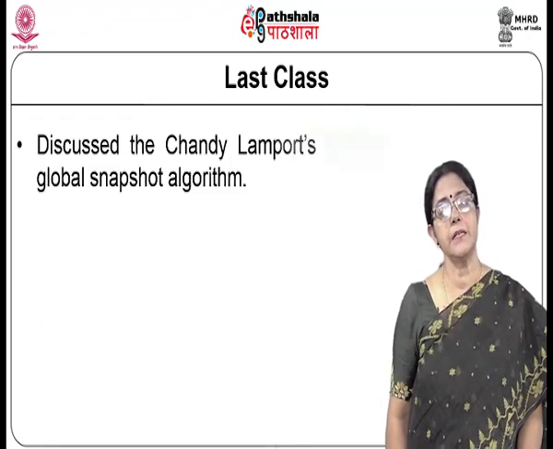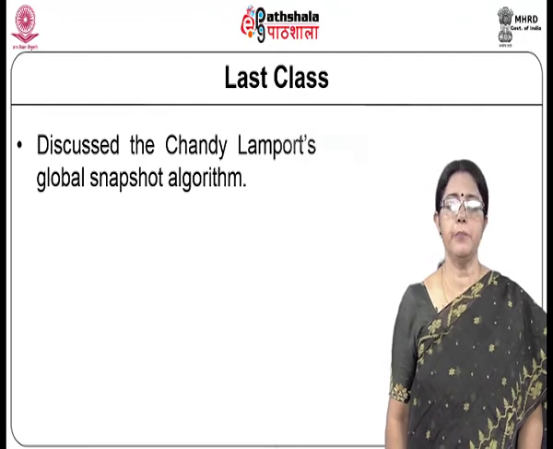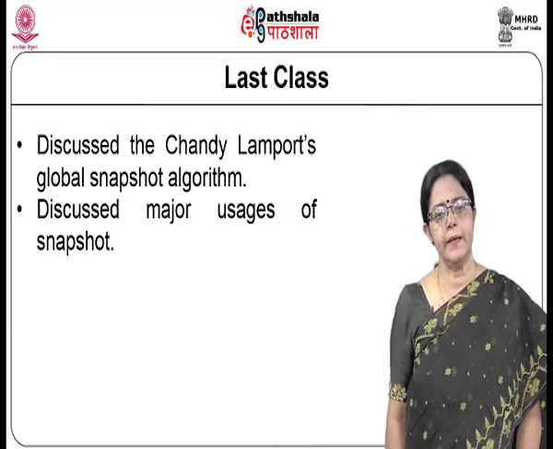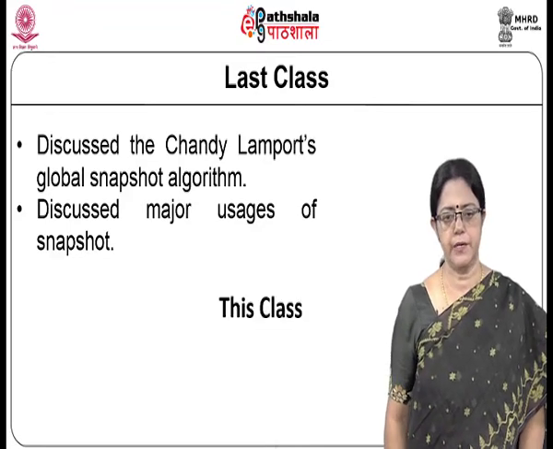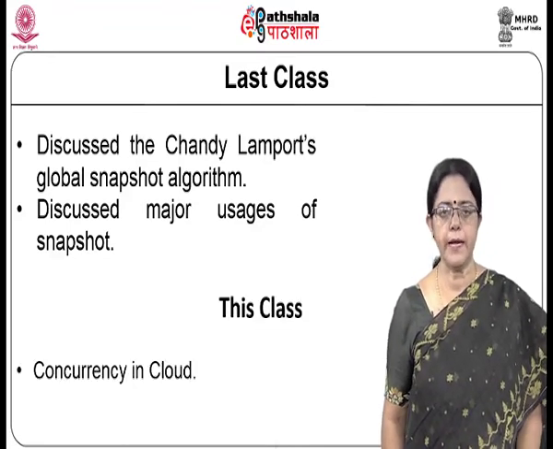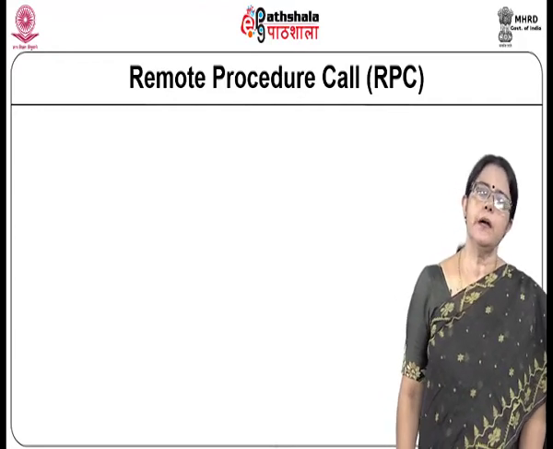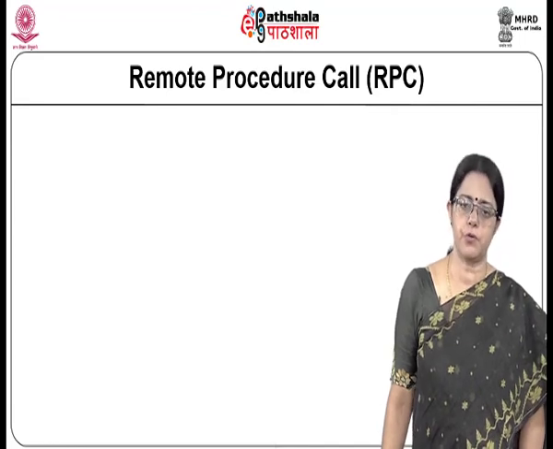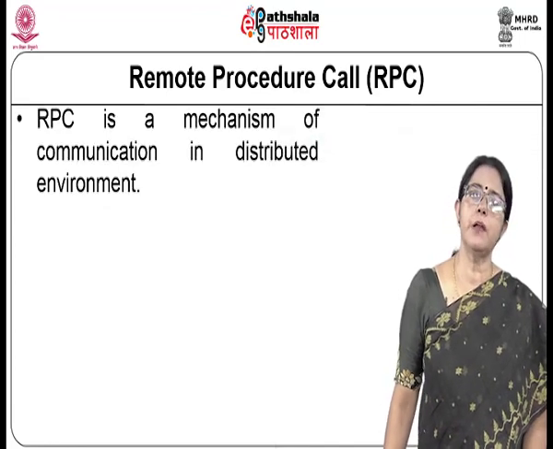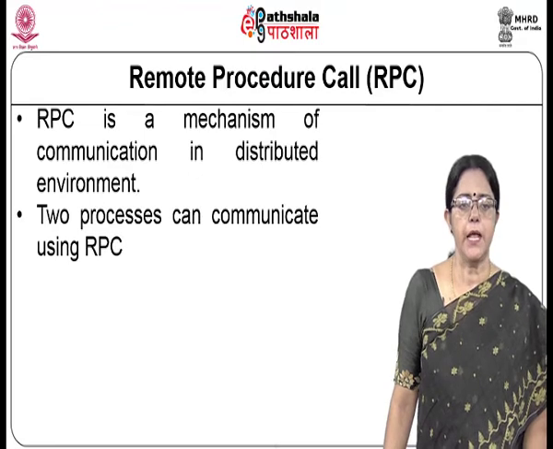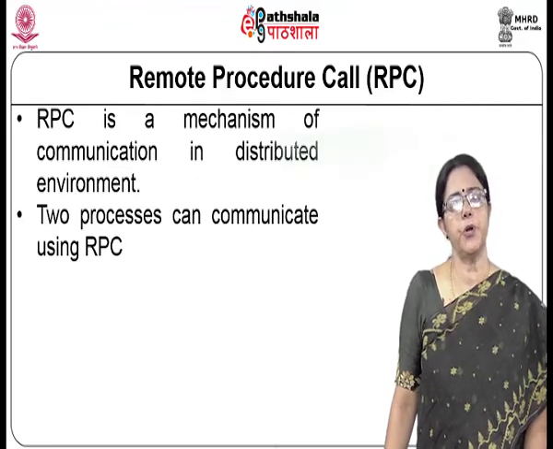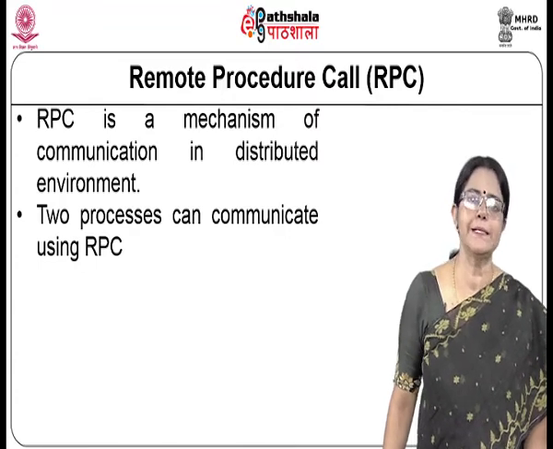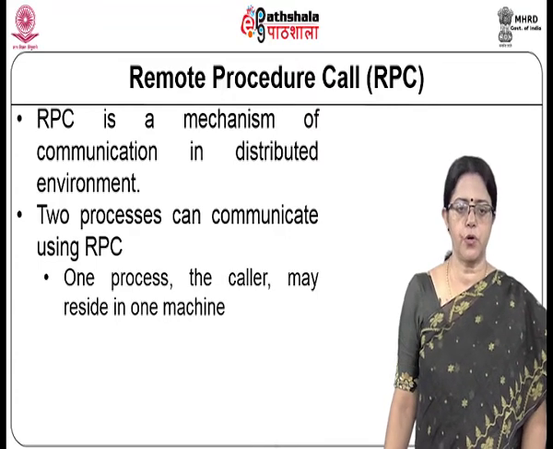In the last class we discussed Chandy-Lamport's global snapshot algorithm, and we looked at the major usages of this snapshot algorithm. This class we will look at concurrency. Let us do a recapitulation of what a remote procedure call is. Remote procedure call is a mechanism of communication where any two processes can communicate over the network in quite a similar manner as a local procedure call.